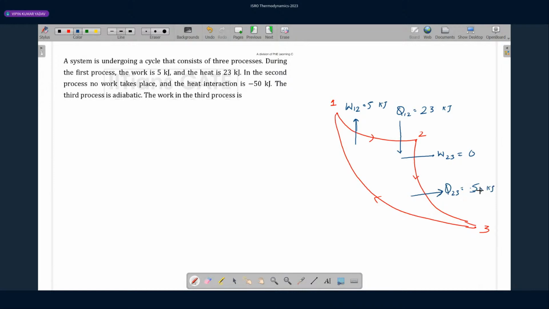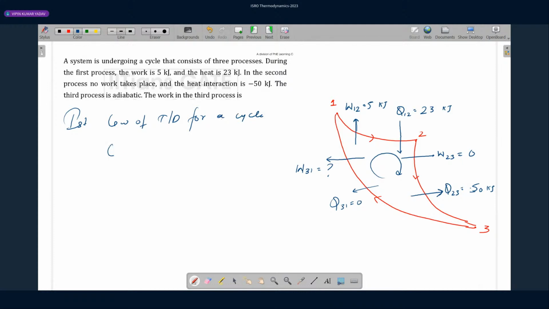The third process is adiabatic. Adiabatic means what? Q 3 to 1 is equal to 0. Only work. And let me assume that work output is happening. This I need to find out. Now you see this is a cycle, right? So first law of thermodynamics for a cycle. What is first law of thermodynamics for a cycle?